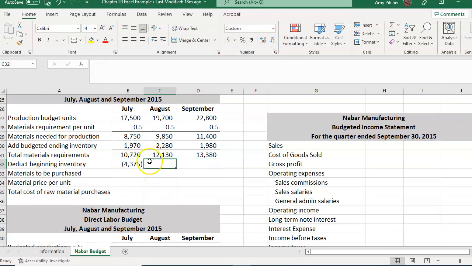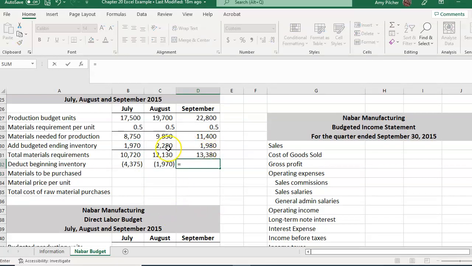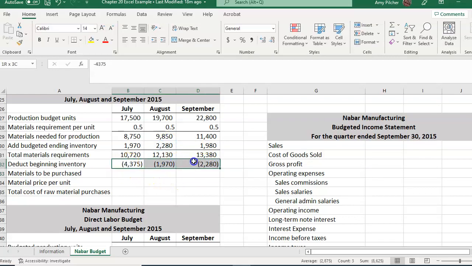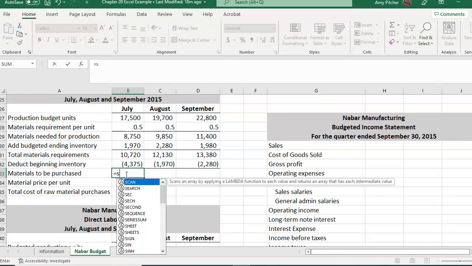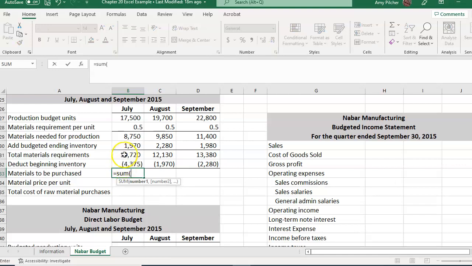Okay. And then the ending inventory from July is the beginning inventory for August. Throw a negative in front of that. And the ending inventory for August is the beginning inventory for September. If I add these two, that tells me the total materials that I need to purchase.